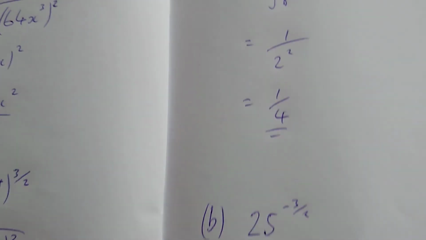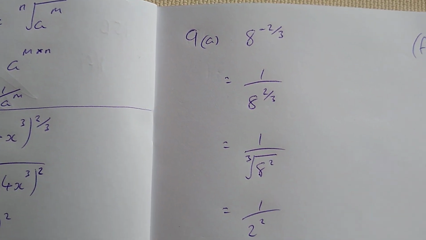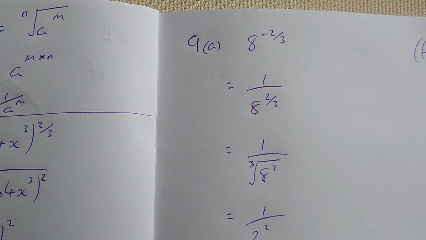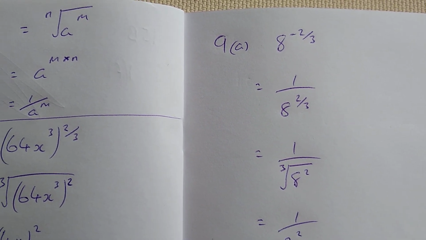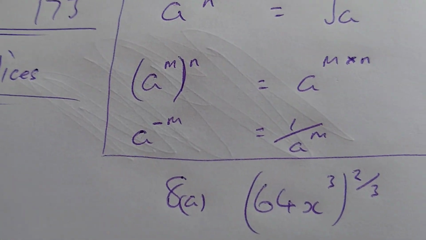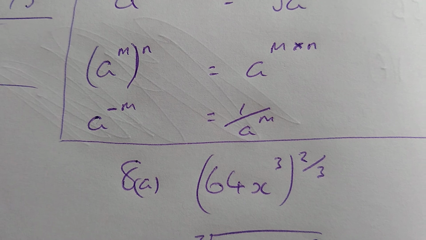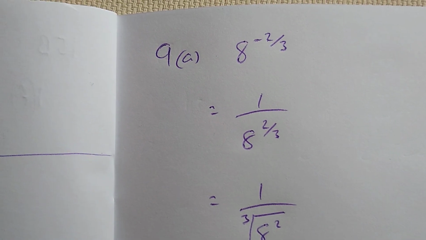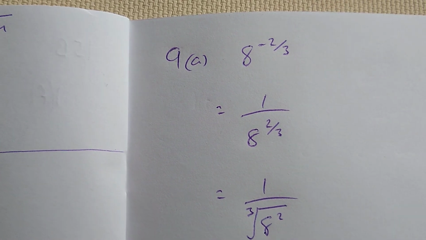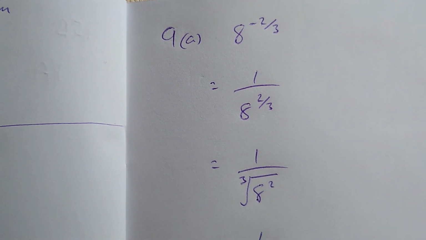Right, let's have a look at 9 as well. So we have 8 to the power negative 2/3. 8's a reasonably small number, so that's a nice thing. Negative power, what does that mean? Remember guys, that means 1 over a to the power m there. So that'll be 1 over 8 to the power 2/3. So the first thing I'll do is write it as 1 over 8 to the 2/3.